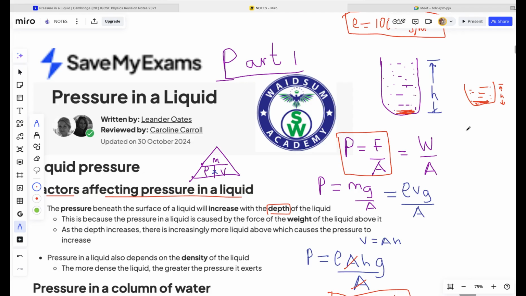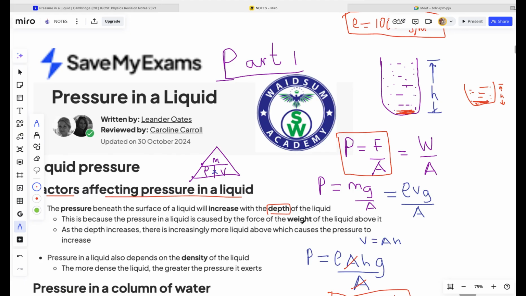So the depth is a big factor that affects the pressure at the bottom of any liquid in a container. Is that okay? You can also say the weight.